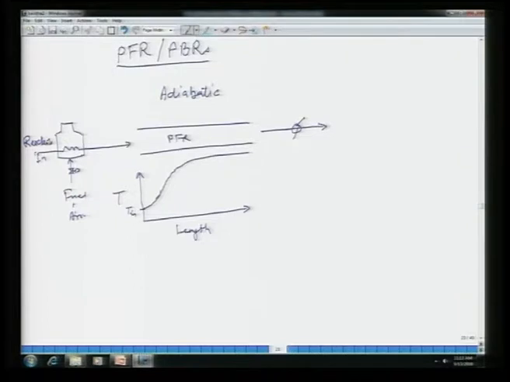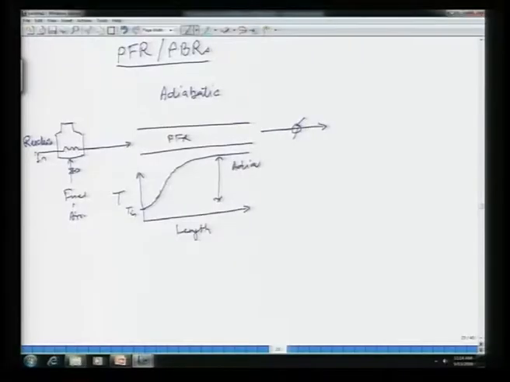Okay. So, this would be a typical temperature profile inside an adiabatic reactor, and this is called the adiabatic temperature rise, temperature out minus temperature in for complete conversion of the reactants. This is the adiabatic temperature rise. Sometimes this is called adiabatic temperature rise.